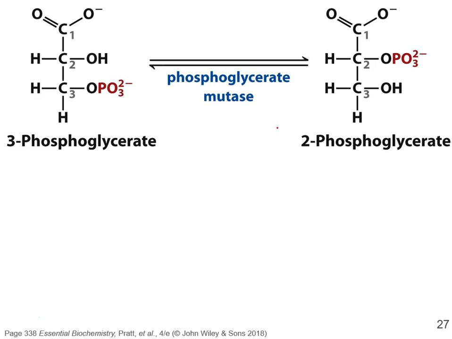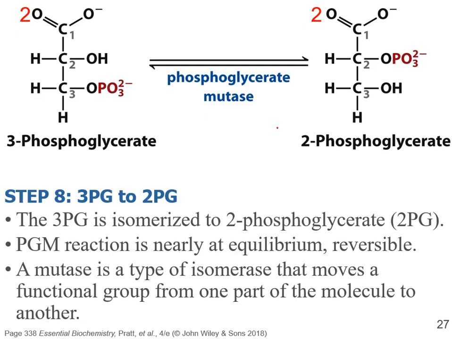All right, going on. I'm going to multiply everything by 2 again. This is phosphoglycerate mutase, and we could have called this an isomerase because the only thing that's happening here is a phosphate group is being moved from carbon number 3 to carbon number 2. We're going to need that in the next step, as you'll see. So we are carrying out an isomerization reaction.